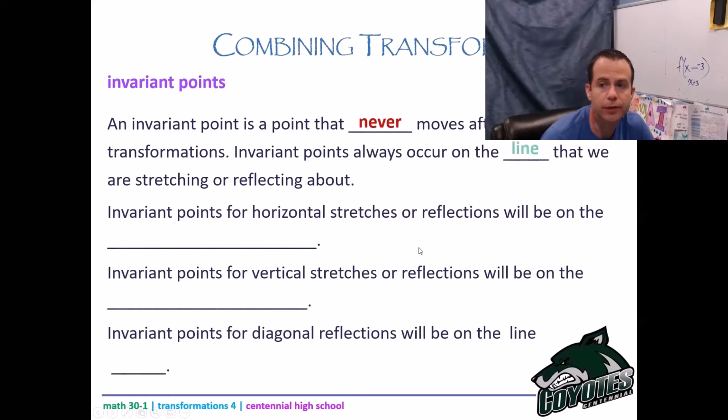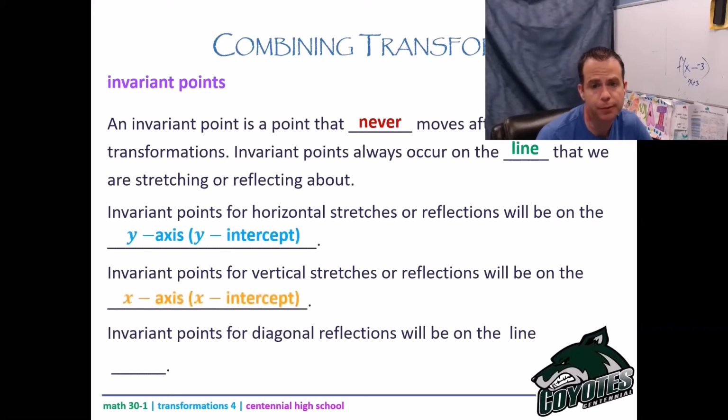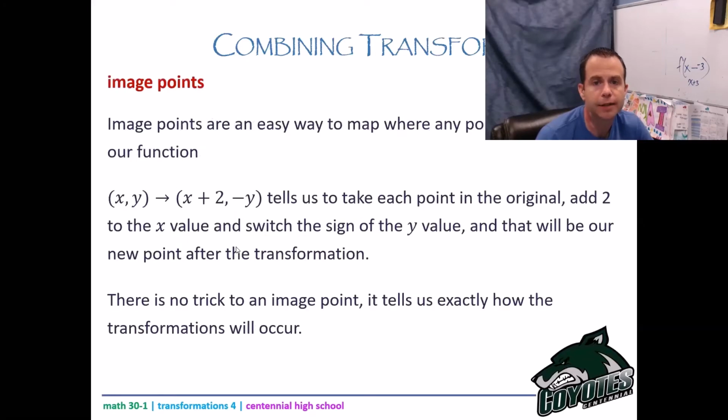Okay, so an invariant point is a point that never moves after our transformation. Invariant points always occur on the line that we are stretching or reflecting about. So invariant points for horizontal stretches or reflections will be on the y-axis. The invariant points for the vertical stretches or reflections will be on the x-axis. So like we'd be looking for the intercepts there. That's why I put those in brackets. And invariant points for diagonal reflections, well, what line are we reflecting on? That's the line y equals x.